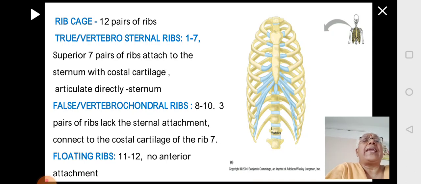If you look at the 8th, 9th and 10th rib, that is 3 pairs of ribs, they are not directly attached to the sternum, but all of them join together and are attached to the costal cartilage of the 7th rib.